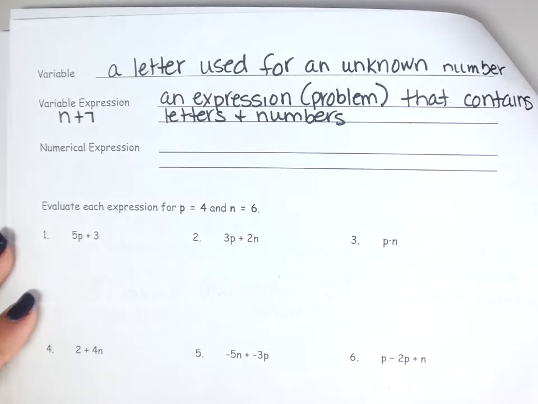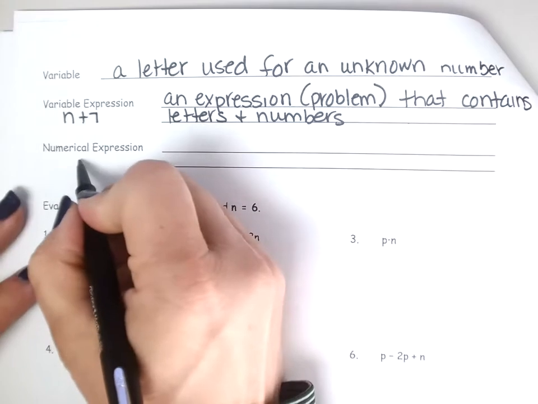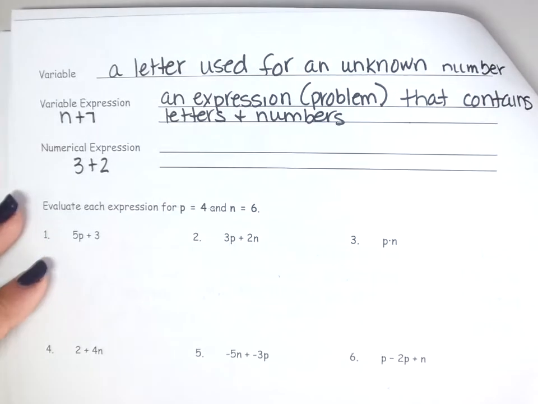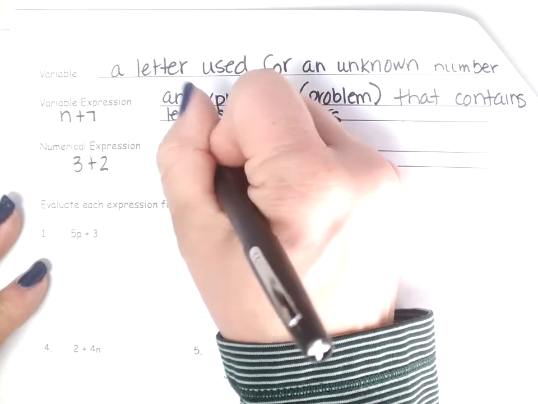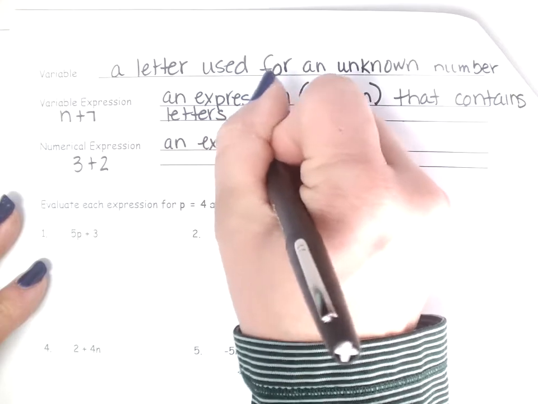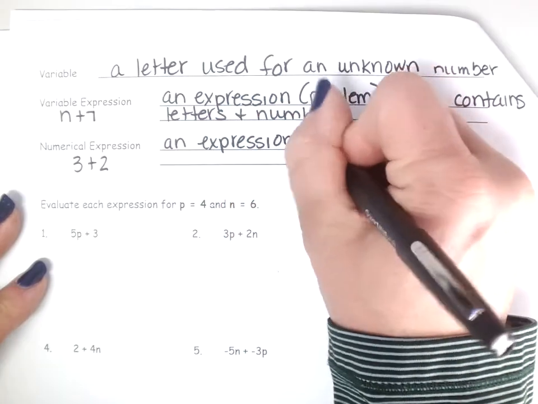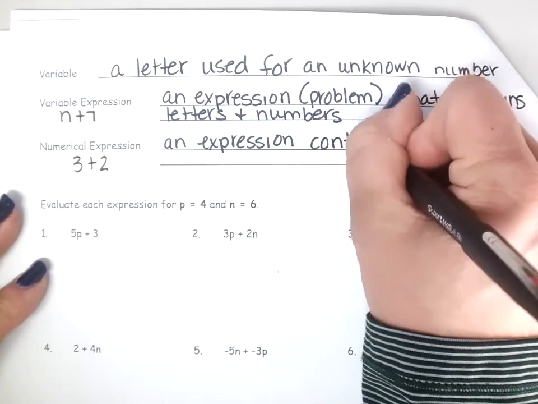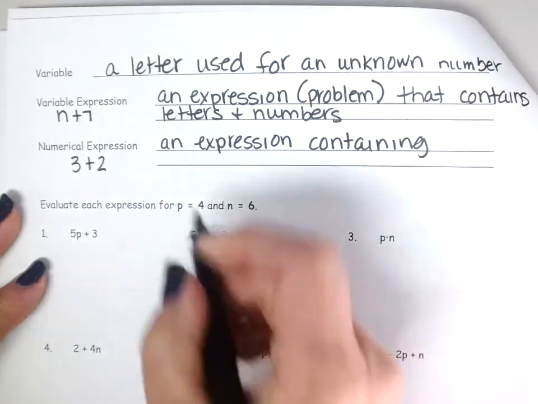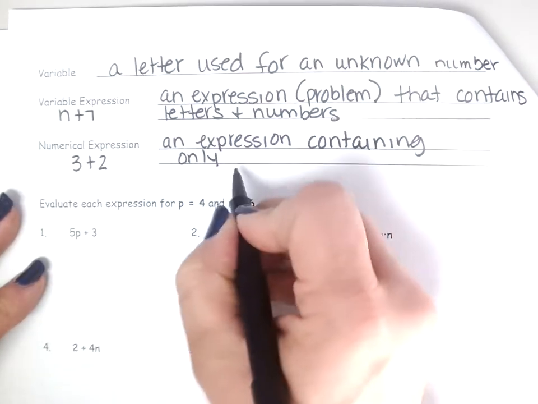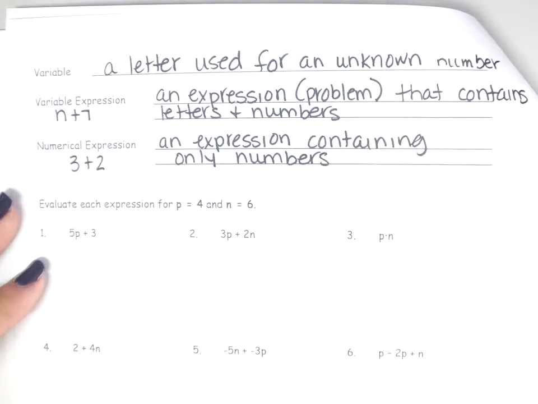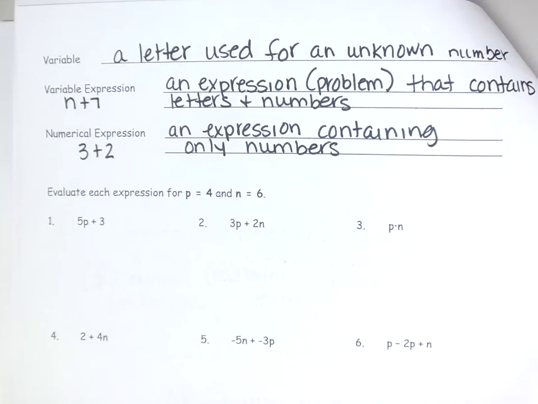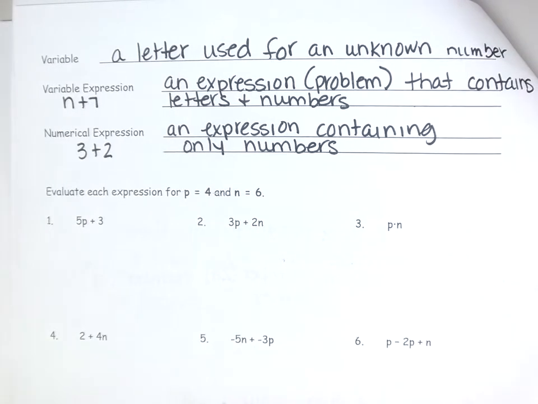A numerical expression then would only contain numbers, so it might look like 3 plus 2. That's a numerical expression. Notice neither one of them has an equal sign. So a numerical expression is an expression containing only numbers. All right, and it can be any operation and any number of operations, but it's all numbers.